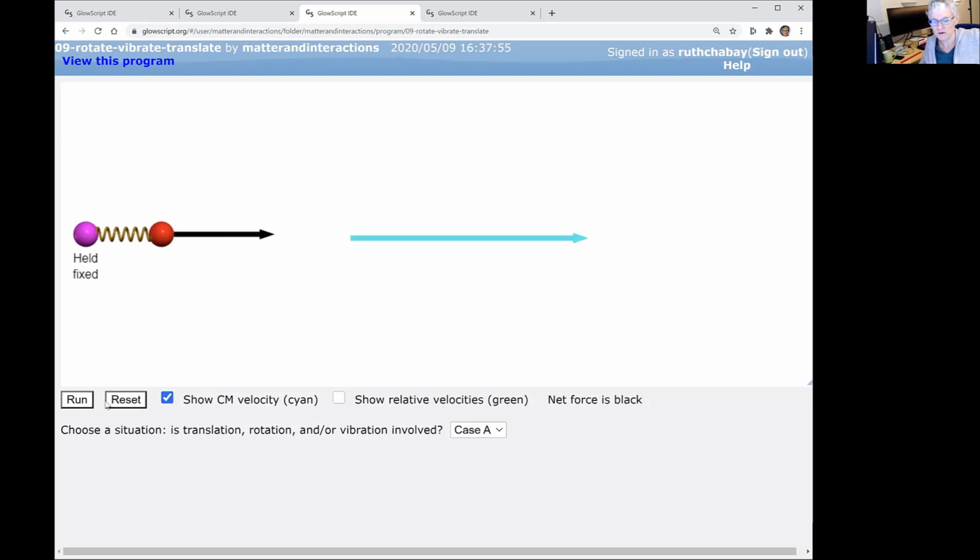So let's actually show the center of mass velocity. We can see that because as the thing stretches, the position of the center of mass changes, the center of mass velocity is actually non-zero. The center of mass isn't moving as fast as the red mass moved, is it? But it's moving faster than the magenta mass moved, which was not at all.